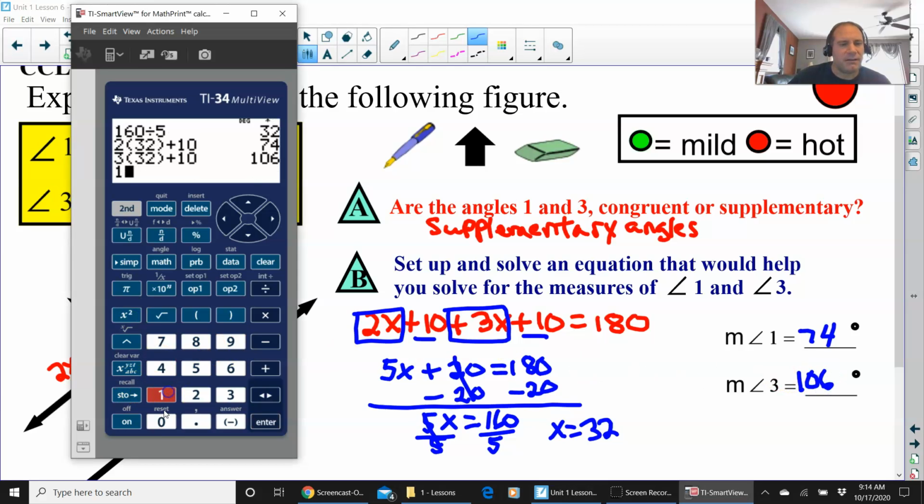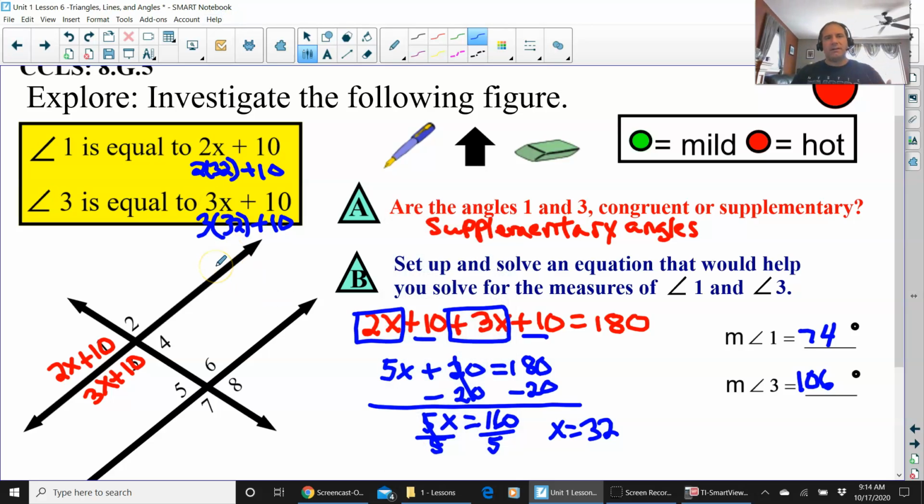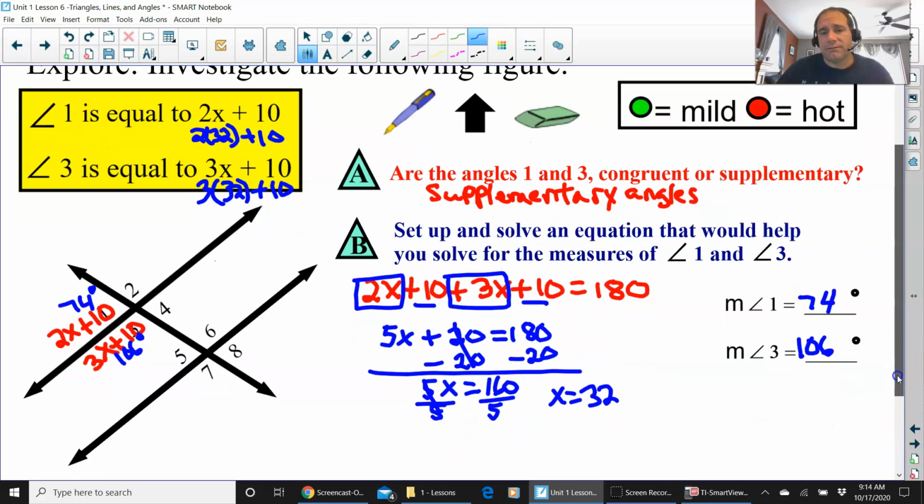Just to check, I have 106 plus 74. 180 degrees. Because they're part of a straight line, they're equal to 180 degrees. They just wanted the measure of angle 1. Angle 1 is 74 degrees, and angle 3 is 106. From there, you could figure out all of the missing angles, vertical and all that, but they didn't ask you to, so you're not going to do that.